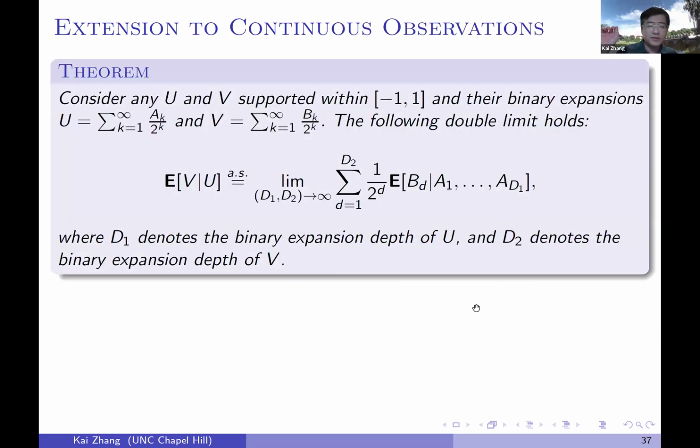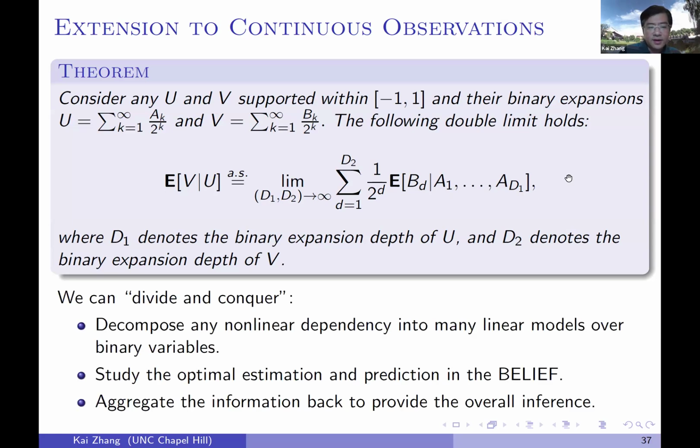Yeah, so another thing is the extension to continuous observation. Again, if I have U and V copula, and you want to study the relationship between U and V, the idea is you can decompose it into bits, and we have this theorem showing that the conditional expectation of V given U is a martingale convergence double limit of these conditional expectations. Each of these conditional expectations is a linear model, and you can use belief here. The whole theorem shows this divide and conquer type of approach to study any form of relationship.